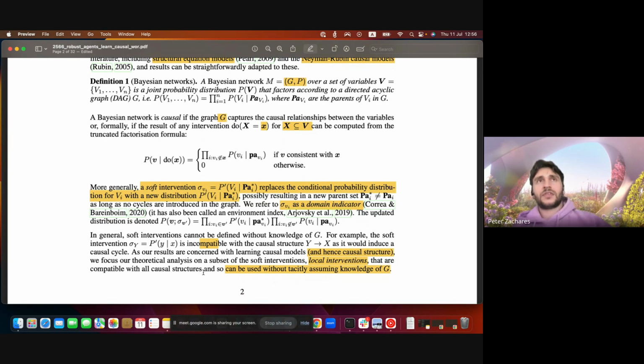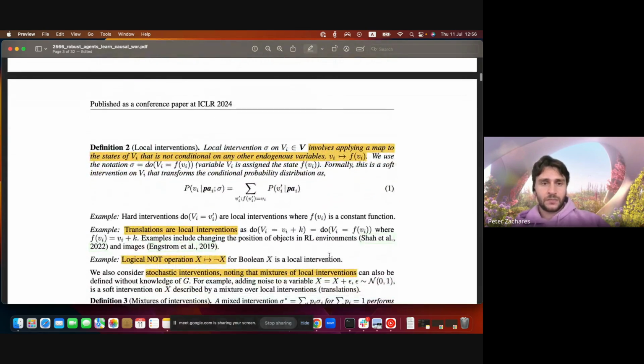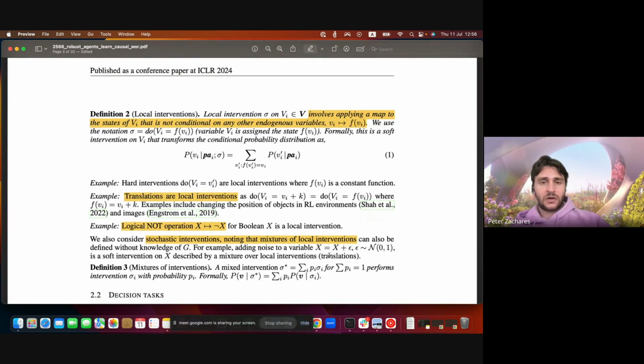But this paper is specifically focused on the case of learning a causal model of the world with the assumption that the causal structure, which is the graph itself, G, doesn't change. Because that's what would be really powerful for us if we had methods where we could learn the causal structure, which we do, but more effective or more generalizable methods. So they focus on a set of soft interventions called local interventions, which are interventions that only affect a single variable and don't change the graph.